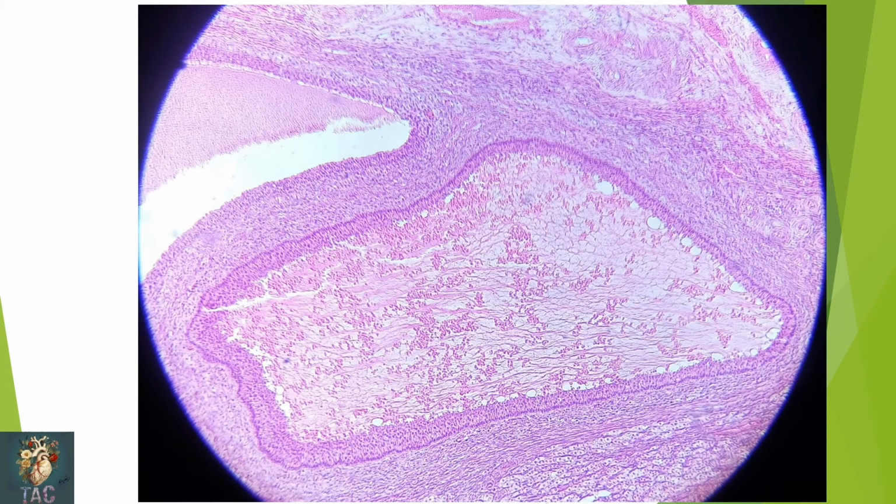Another section at higher magnification of the same slide: you can see this is the antral follicle. In the center of the antral follicle you can see the antrum, which is filled with antral fluid, and then these cells are the granulosa cells which surround the antral fluid, and outer to these cells are the theca cells. Again, theca cells have two layers: the inner cellular layer, which is called the theca interna, and the outer connective tissue layer called the theca externa, which merges with the connective tissue of the ovary.